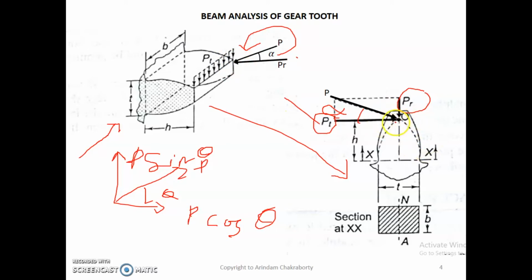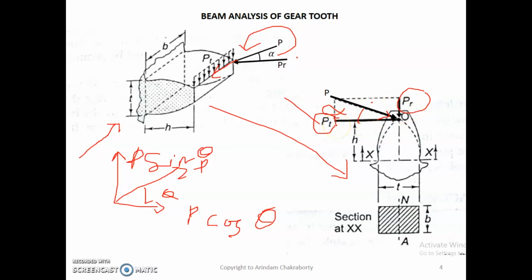Now this is how it comes. We are showing this force inside, or in other words, as per our theorem of transmissibility, we could shift the force without changing its direction. Without changing the direction, we could change the force in its line of action. So the force was actually working over here, but we have changed it to over here. So that's why there is an alpha, and PR and PT.